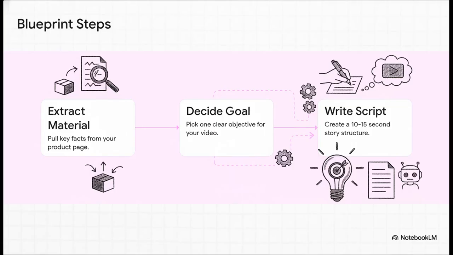In that planning, it's just 3 super simple steps. First, we're going to pull the raw materials from your product page. Second, we're going to pick one and only one clear goal for this video. And third, we're going to write a tiny little script to guide the AI. That's it. This is the entire foundation for a great video.